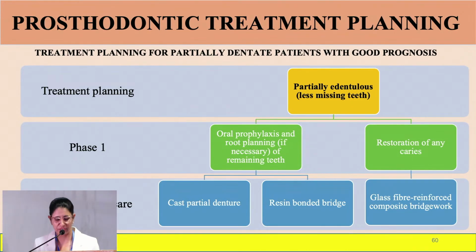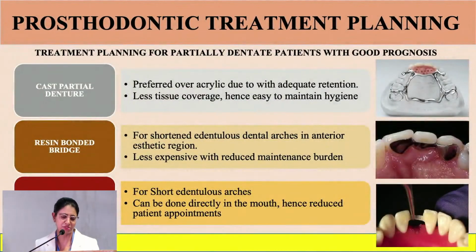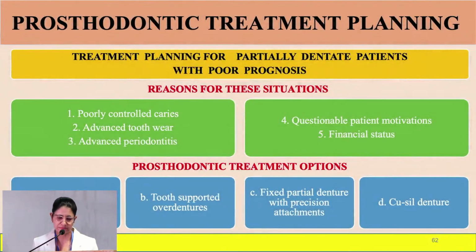Suppose there is a partially dentate patient, but the prognosis of the remaining teeth is good. In that case, our treatment plan will be different. Prosthodontic care can be given through contemporary ways like cast partial denture, resin bonded bridges, and glass fiber reinforced composite bridges, because these are more conservative approaches. When the prognosis of the few remaining teeth is good, we can adopt these modalities, cast partial denture or resin bonded, which are more conservative approaches.